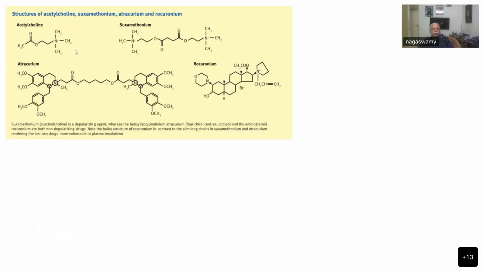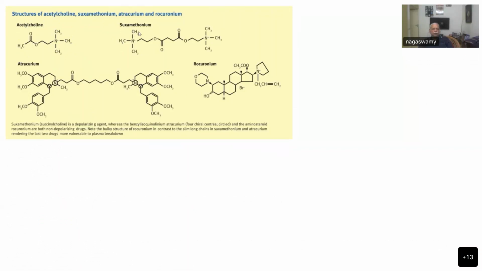So if you see the structures of acetylcholine, are you able to see the slides? Is it visible? Yes, sir. Okay. So first, you commonly see the acetylcholine molecule's structure. It has a nitrogen atom which is positively charged with 3 methyl groups attached. So this is the basic structure of your acetylcholine.